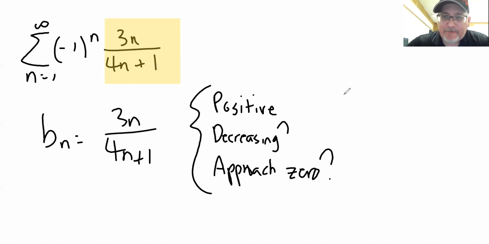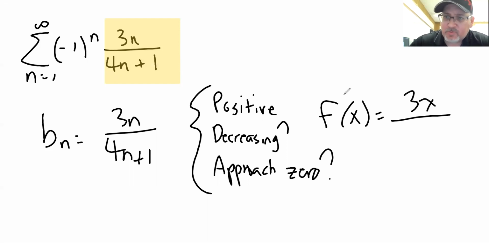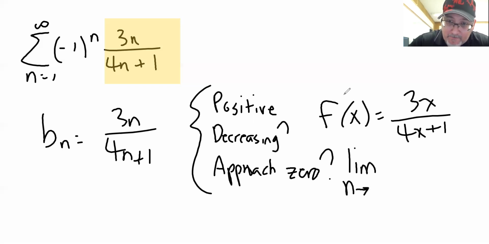Now, we could set up a continuous function, 3x over 4x plus 1. Take its derivative, see if it comes out positive or negative. I believe it comes out negative. Pretty sure it's decreasing, but the limit is even easier to look at because it's a limit of a ratio of polynomials, and there are ways to find that limit really easily. Let me make that 4 look better.